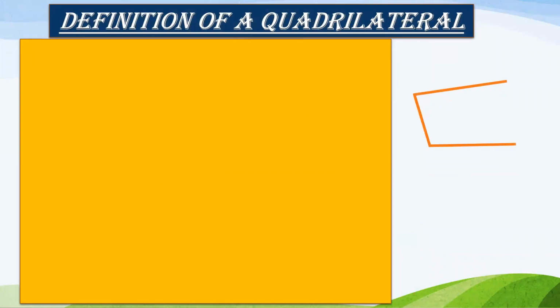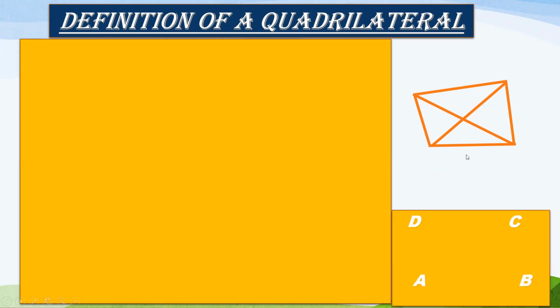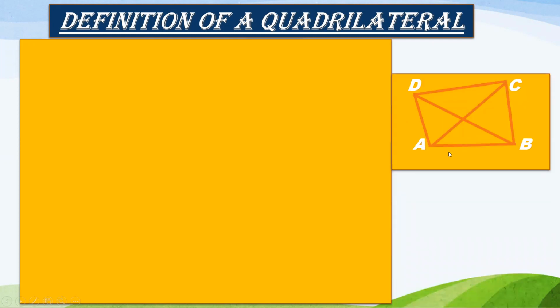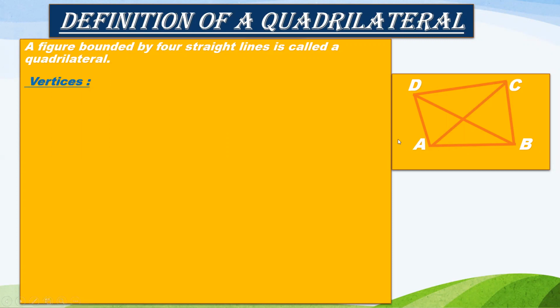So what is a quadrilateral? By the definition, what is a quadrilateral? Here you can see the picture of quadrilateral. A figure bounded by 4 straight lines is called a quadrilateral. Okay, so here A, B, C, D, it is a quadrilateral.